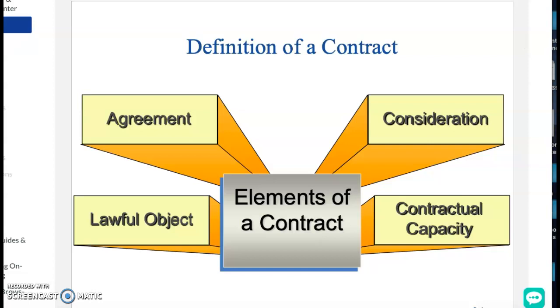We're looking at elements of a contract. First, we start with an agreement. So those two people, the offeror and the offeree, have to agree to enter into a contract. There must be consideration, or some sort of item bargained for in exchange. There must be a lawful object. It can't be illegal or unlawful. And both parties must have the capacity to enter into a contract.